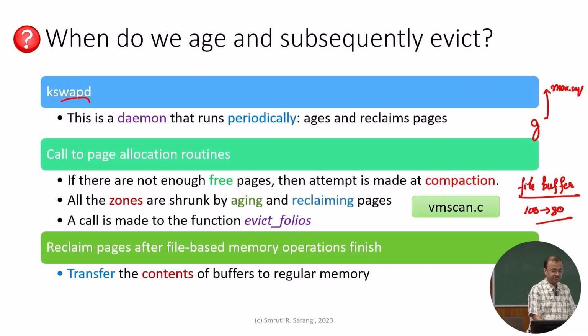So finally, when I want to evict, I call the function evict folios and they are gone. After this, either I do evict folios, which means throw them out from memory, or I reclaim their space, which means from specific use, I convert it to general use.